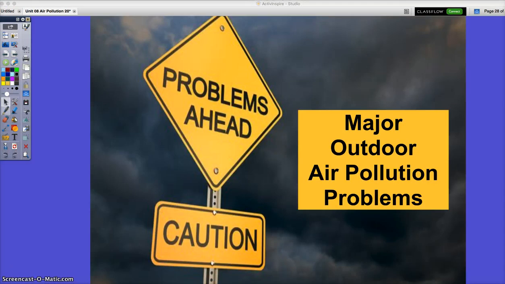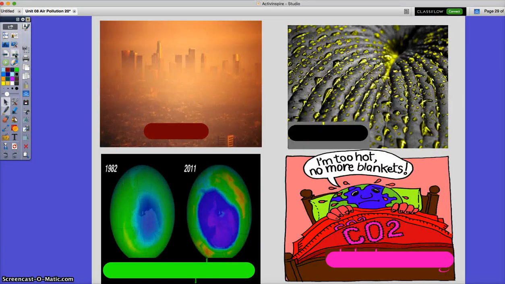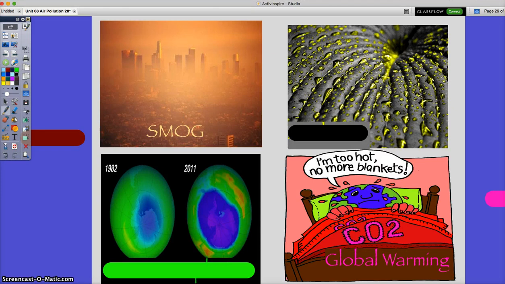So I'm going to talk to you about 4 major problems in our atmosphere, global major problems that are really mainly caused due to human activity, okay? What are they? Name them for me. Smog. Global warming. If you can't decipher the pictures, think of air pollution problems you know of. Acid rain.